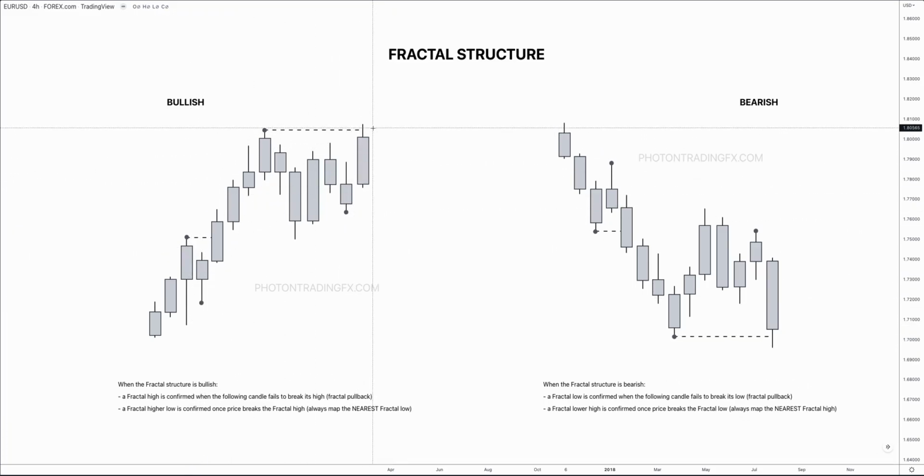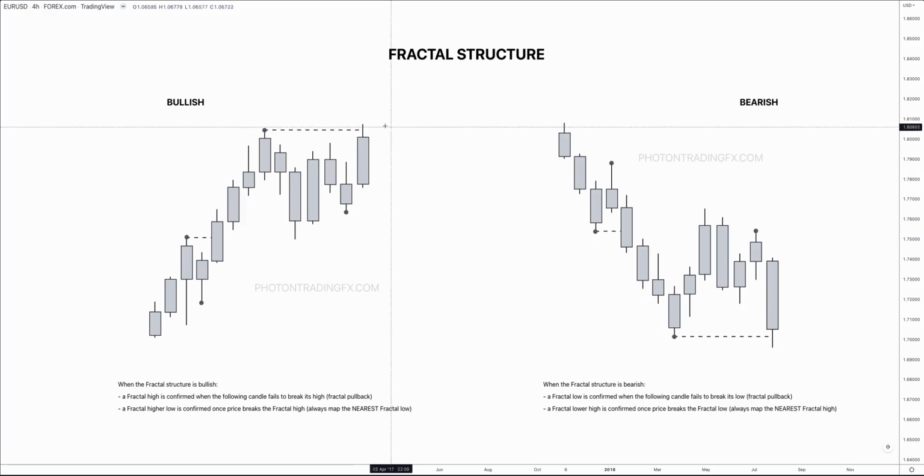Now, with fractal structure, when we want to find where the new lower high is, we always take the nearest one to where we had the break. We always want to find where the nearest one is, because remember, with fractal structure, we want to be very, very aggressive. That's the whole point of what we're trying to do here, okay? So when we get the break, we want to find where is the nearest low, okay? As you'll see with swing structure, we always want to take the lowest low, but with fractal structure, we always want to find the nearest low, okay?